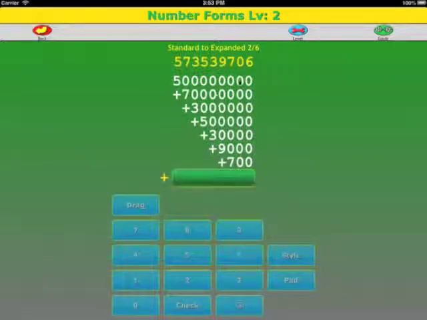When we're expanding, we ignore any digit values of 0. So we don't put 0 for the tens. We just leave it blank. And then we skip to the next one, which is just 6. And that's 6 ones. And we check.